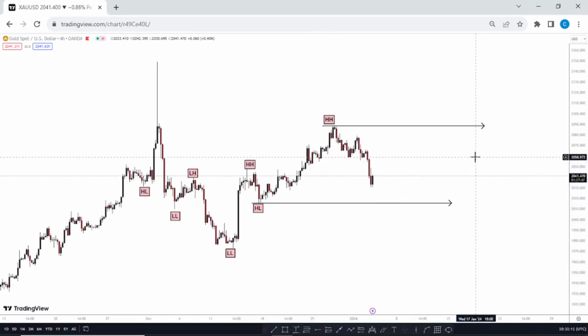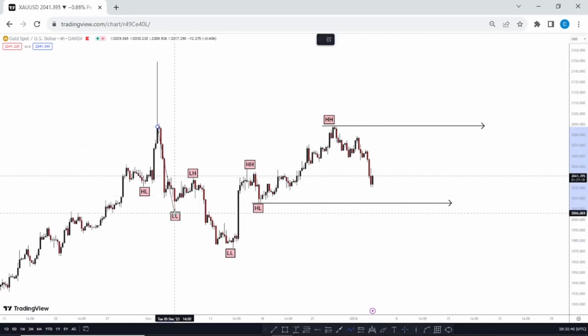So after I've identified my trend, the second thing I did was to identify my market structure. What did I say I did next? The next thing I did was to identify my market structures. So going into the chart, let's identify our market structures. So what do we have?